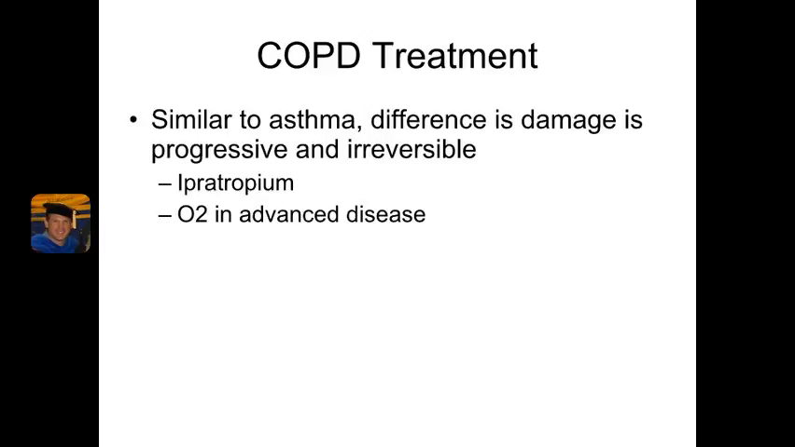In very advanced disease, the patients can get low levels of oxygen. The reason the oxygen is kept low is because if you turn the oxygen level up too high, you'll reduce their primary drive to breathe, and the patient will go to sleep, stop breathing, and never wake up.